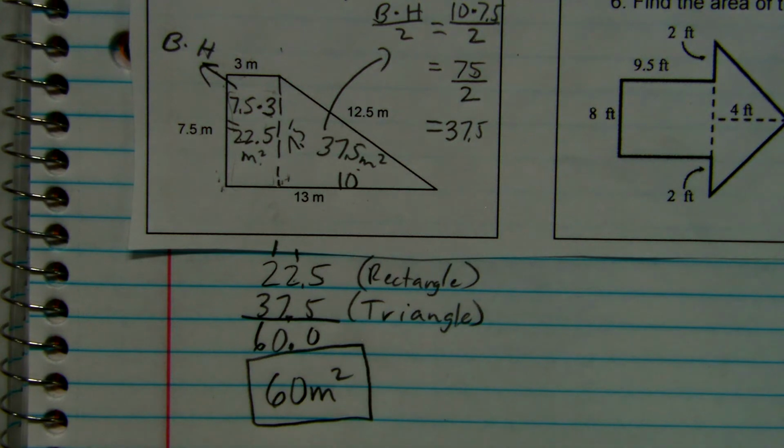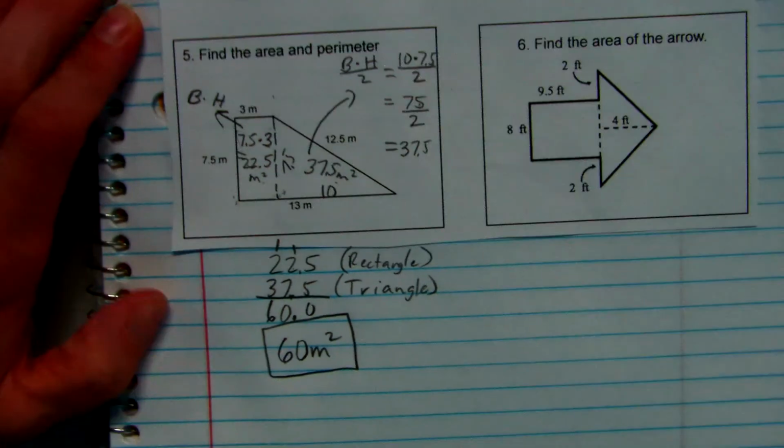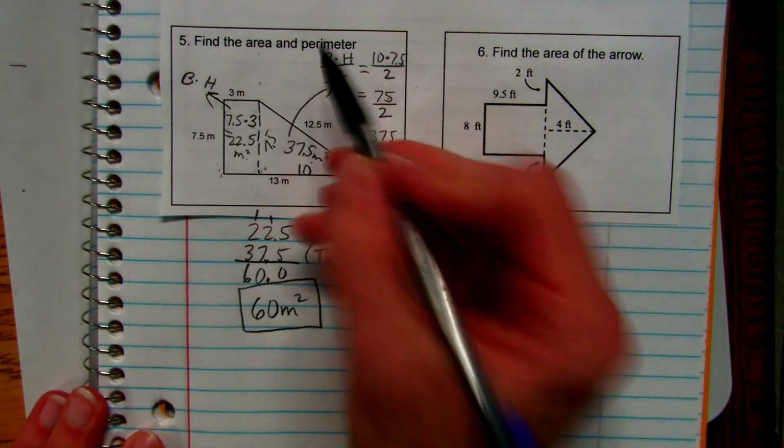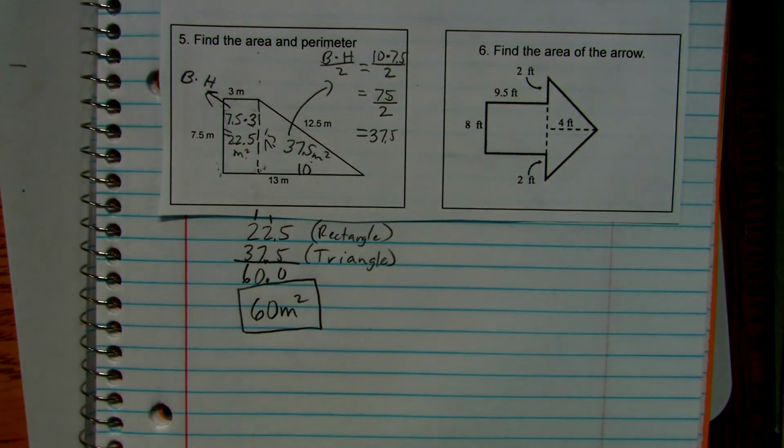It does say to find the perimeter also. So we should read the directions. Thank you, Rhett, for finding that for me. So we found the area. It also says perimeter. So how do we find perimeter? Raise your hand if you know. Go ahead, Jaden.